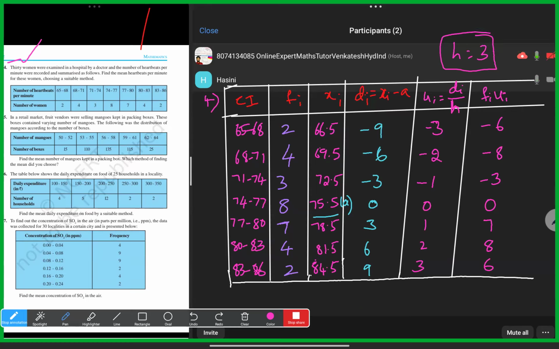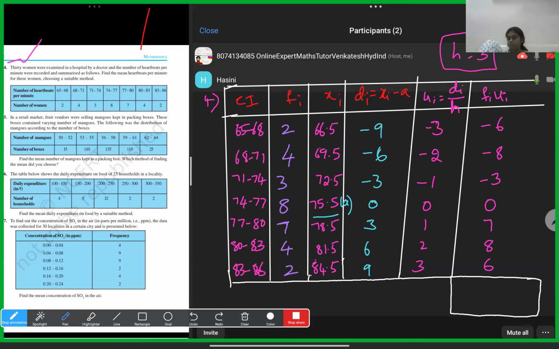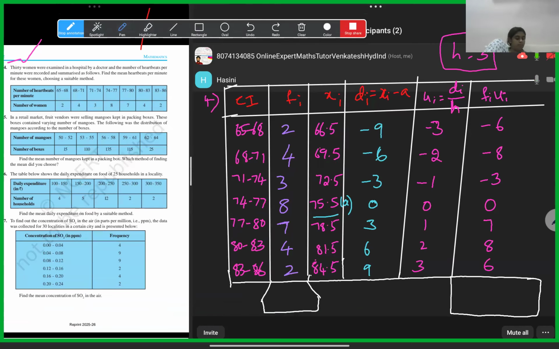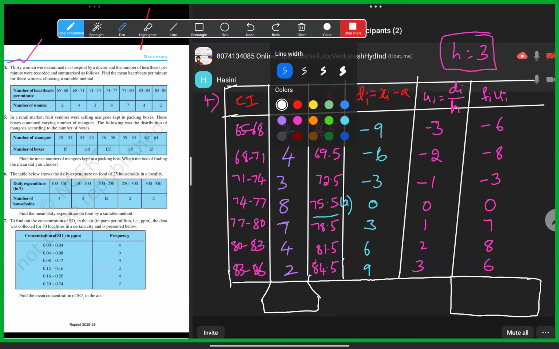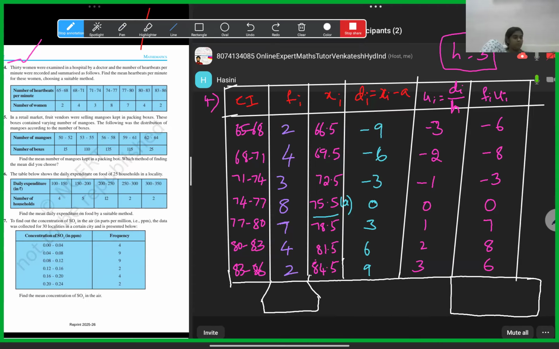Okay. So finally we will do sigma fi ui and sigma fi. Is it okay? So sigma fi ui is nothing but adding all the values of the fi ui column.